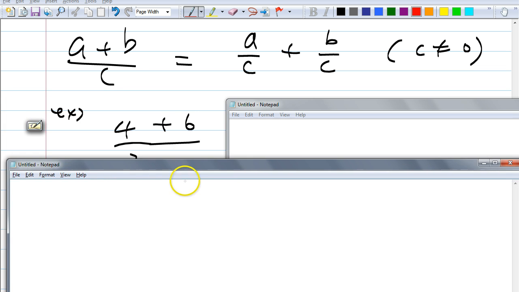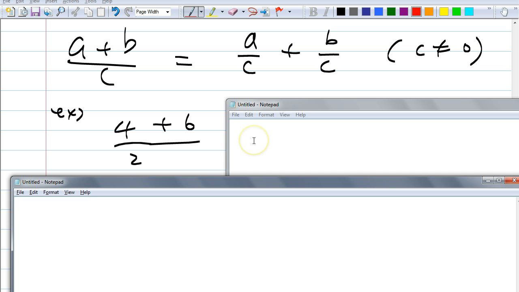Now, knowing this, when you have something like 4 plus 6 over 2, what would you do to simplify this fraction? One person says 2. Okay, go ahead and write it down. Normally, you would just do what when you have 4 plus 6 over 2?